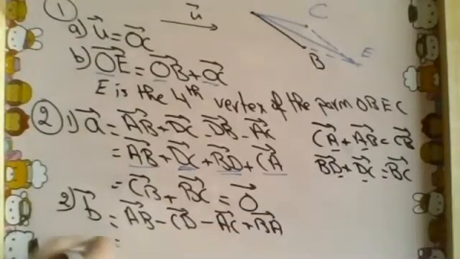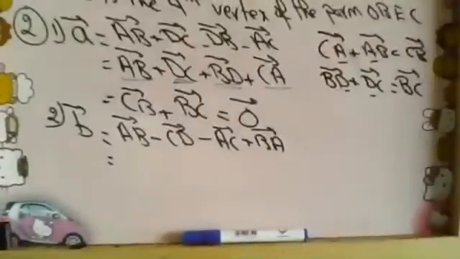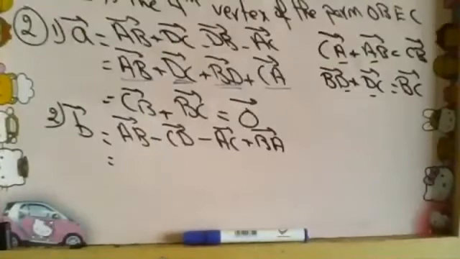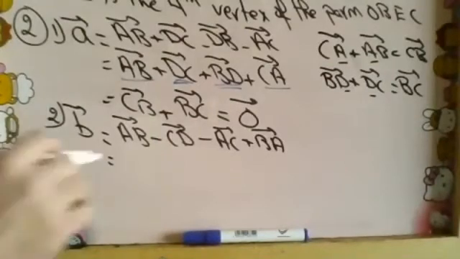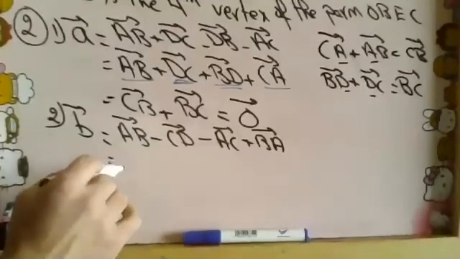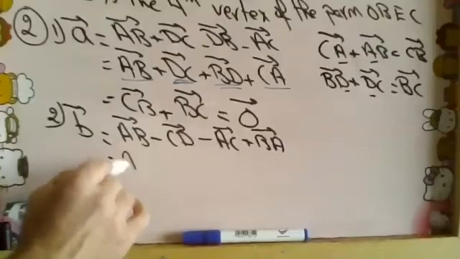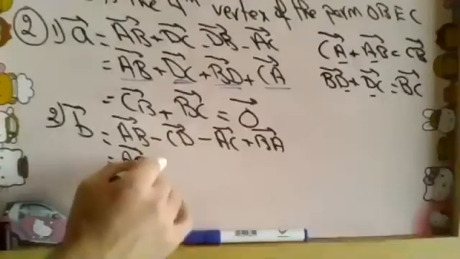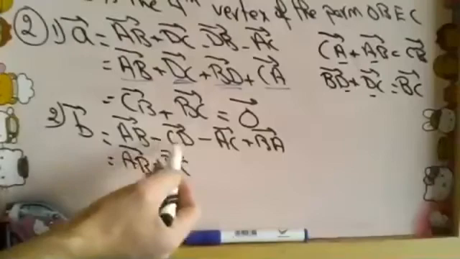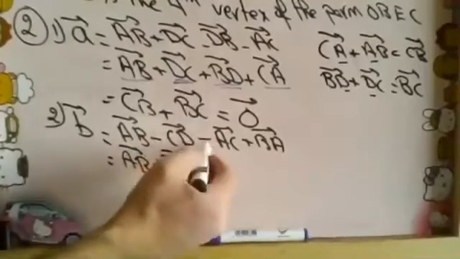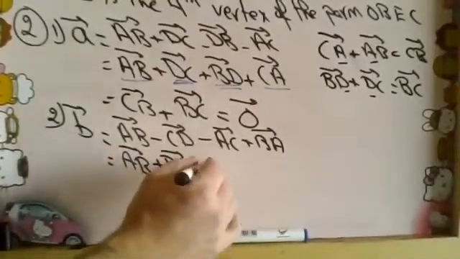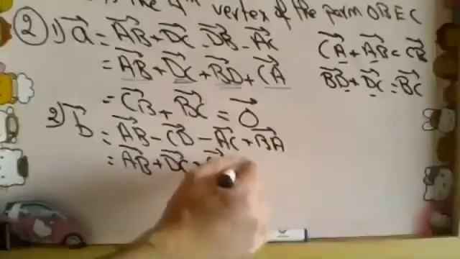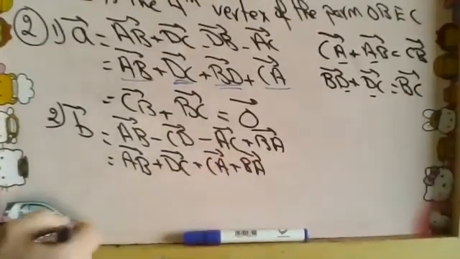Okay. Plus DC. So here minus CD, you can write it plus DC. Minus AC, it's plus CA. Plus CA. Plus BA. Okay, continue.